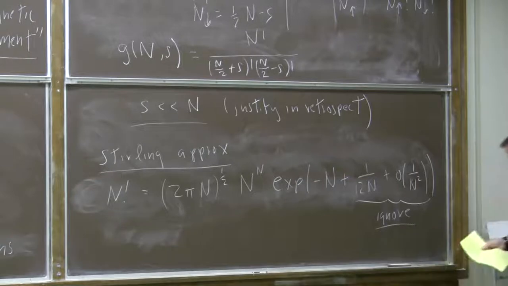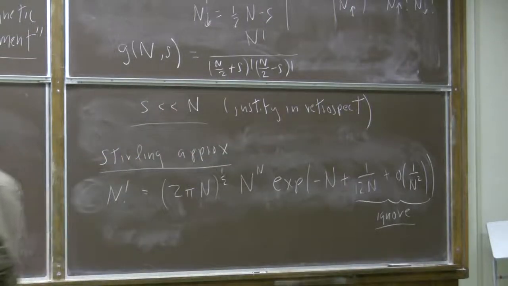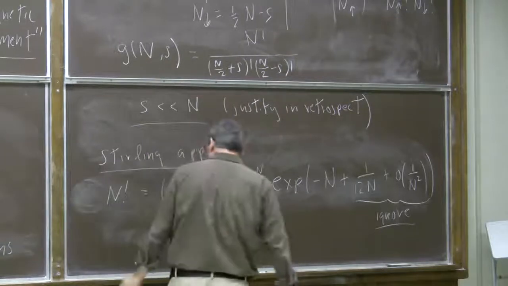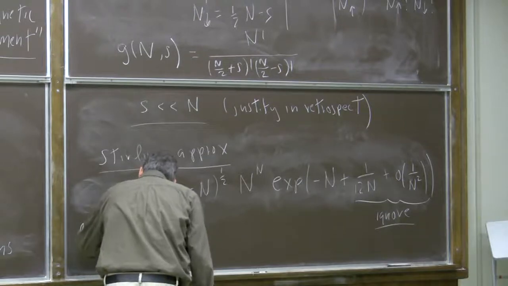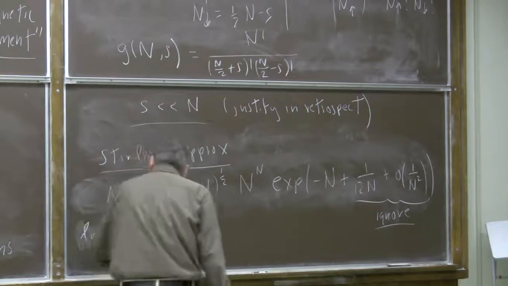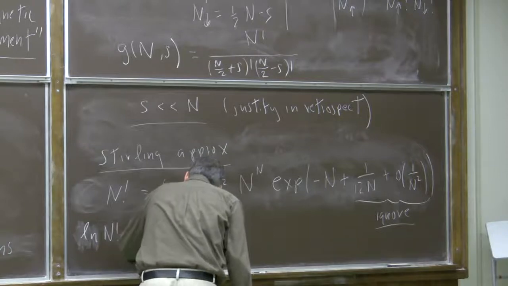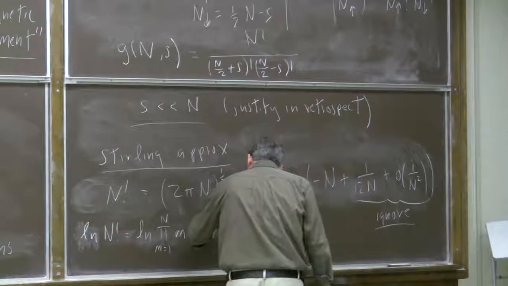Okay? And if you haven't seen the derivation of the Stirling approximation, it's in Appendix A of the book. It's very easy to understand the n to the n, e to the minus n. You have to work a little harder to get the 2 pi n to the 1/2, which actually isn't all that important anyway. But to understand the terms that are important, consider taking the natural log of n factorial, the natural log of the product from m equals 1 to n of m. Taking the log of the product becomes the sum of the logs.